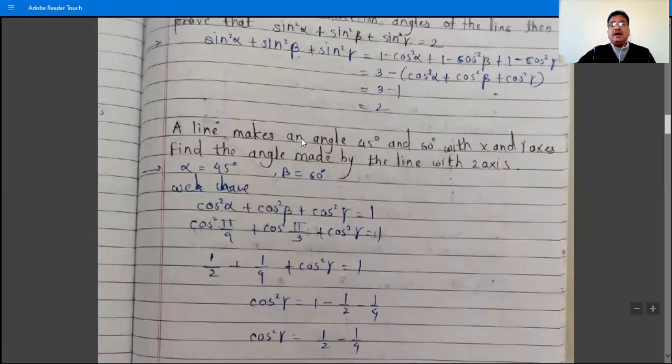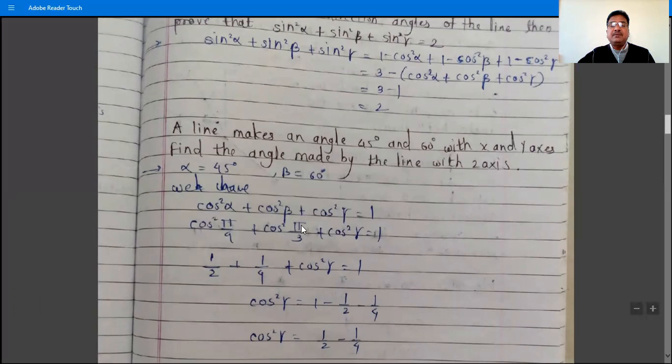Next example, a line makes an angle 45 degree and 60 degree with x and y axis. Then find the angle made by the line with z axis. That is, we are given alpha is 45, beta is 60, and now we have to find gamma. So use the relation cos square alpha plus cos square beta plus cos square gamma is equal to 1. So what is given? Alpha is given, beta is given. This is an example of this type: out of alpha, beta, and gamma, 2 are given, and we have to find the other one.